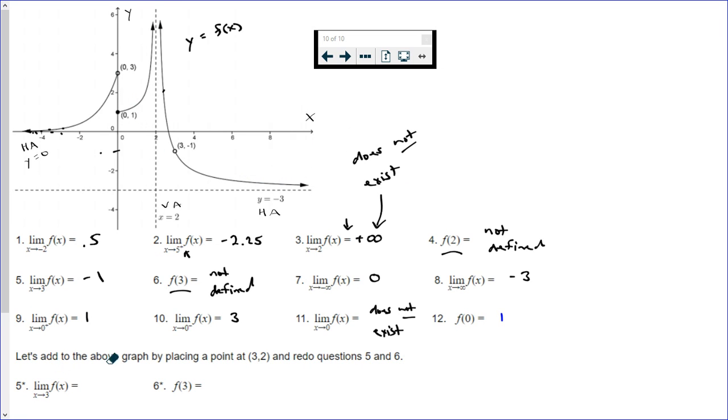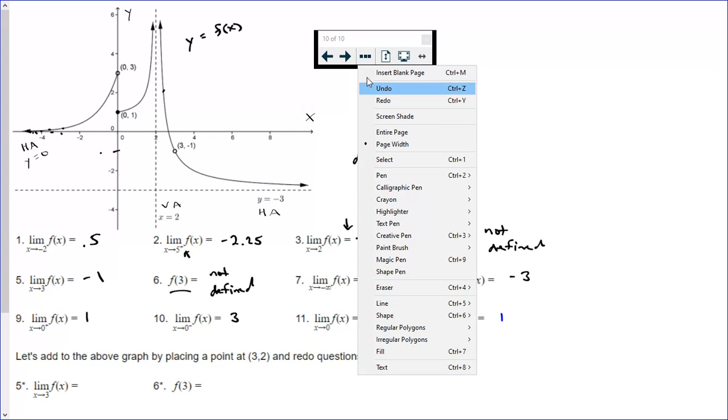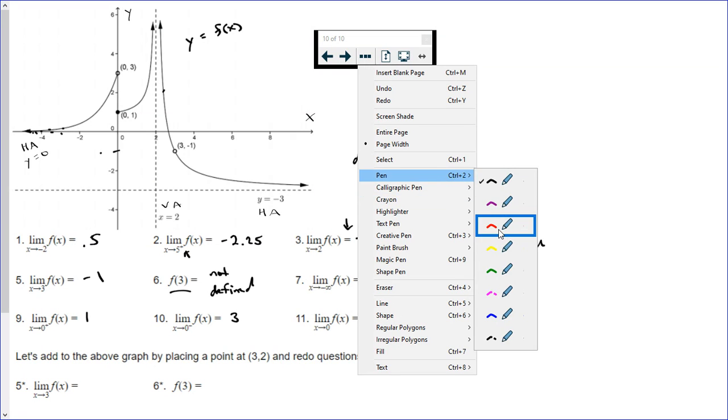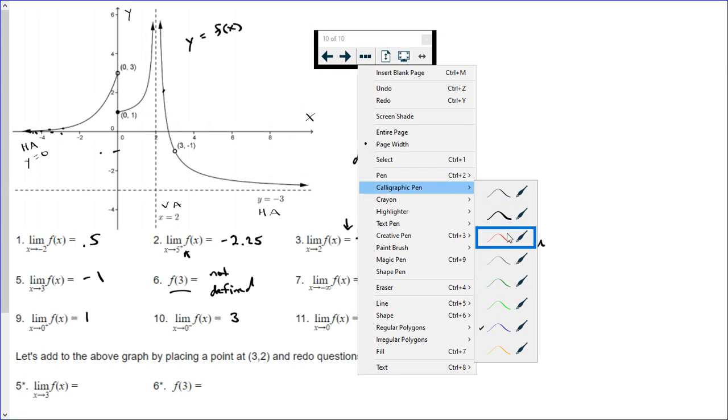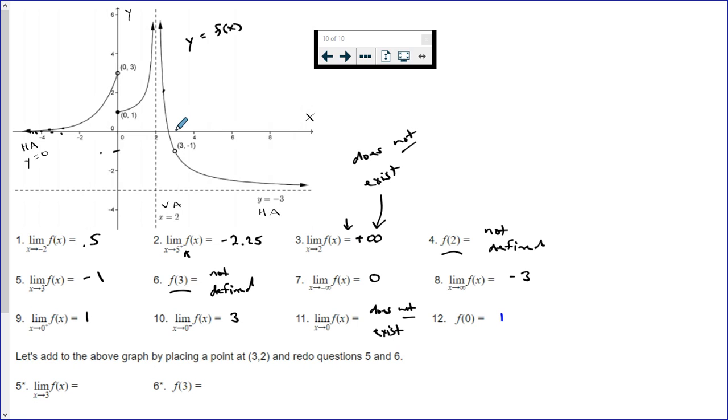It says, let's add to the above graph by placing a point at (3, 2) and redo questions 5 and 6. So I'm going to come up here and put a dot at (3, 2). Now this is the functional value here, and this is part of the graph now. So when the input is 3, the output is 2. How does that change question 5 and question 6?